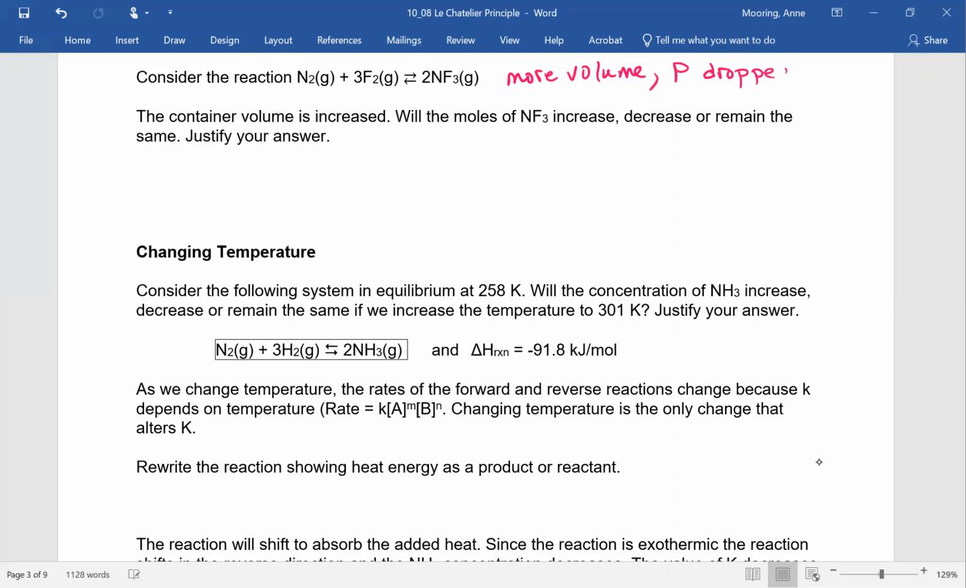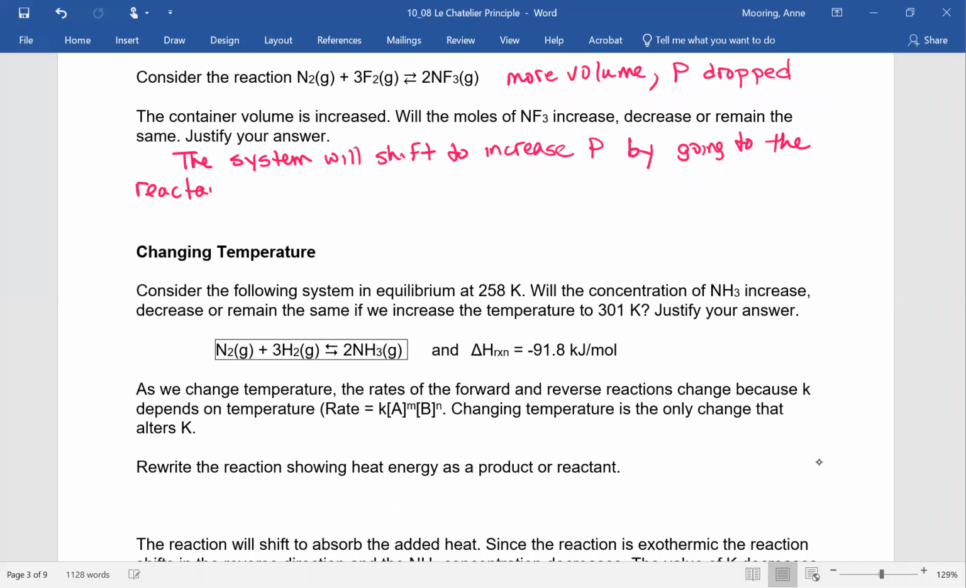which means that the system is going to try to get back to its initial pressure. It will do that by going to the side of the reaction that has the most moles of gas. The system will shift to increase pressure by going towards, in this case, the reactants, to produce more moles of gas.